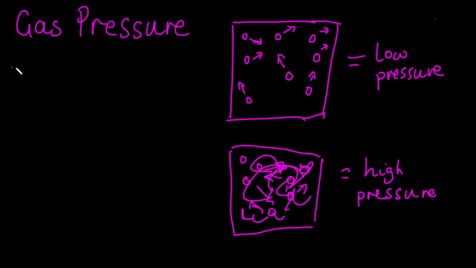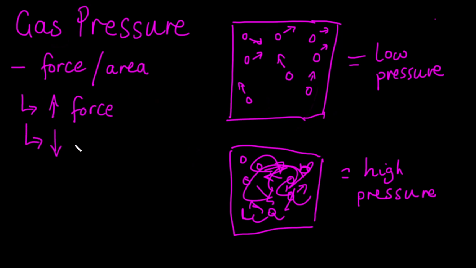So that kind of leads us to our definition of gas pressure, which is really about the force exerted divided by the area. And that leads us to two main points about pressure, which is that in order to increase pressure, you can increase the force or you can decrease the area. And that makes sense. If you have a gas trapped in a certain amount of area and you decrease the volume of the container it is in, the pressure is going to increase.